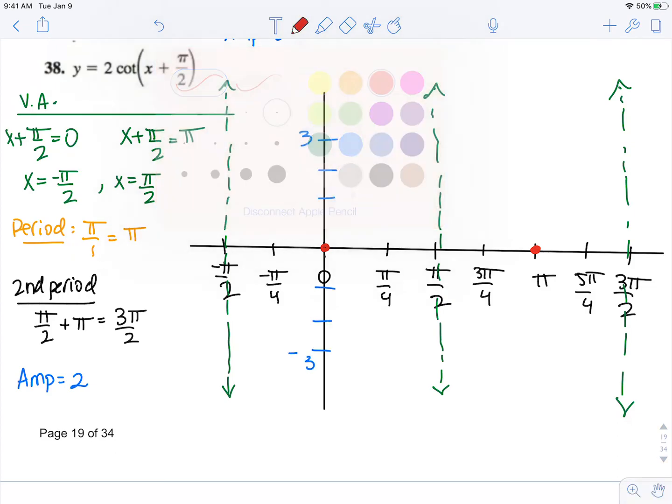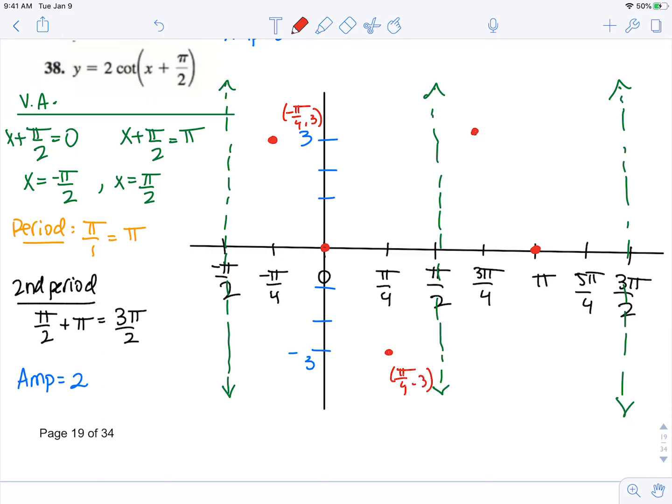So then I'm going to hit up here, which is negative pi over 4, 3. I'm going to hit down here, pi over 4, negative 3. Up here, 3 pi over 4, 3. Down here, 5 pi over 4, negative 3.